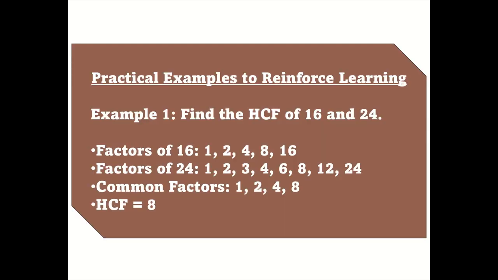Practical examples to reinforce learning. Example 1. Find the HCF of 16 and 24. Factors of 16 are 1, 2, 4, 8, 16. Factors of 24 are 1, 2, 3, 4, 6, 8, 12, 24. Common factors: 1, 2, 4, 8.